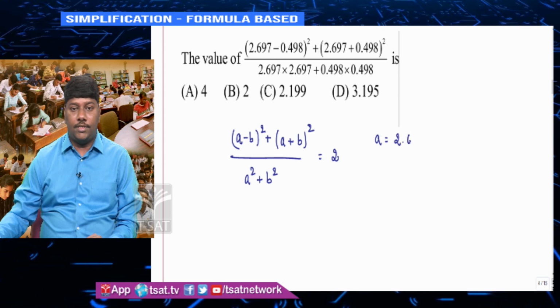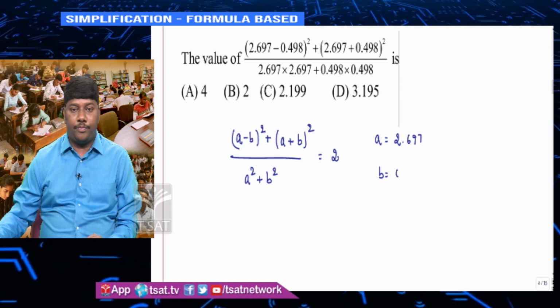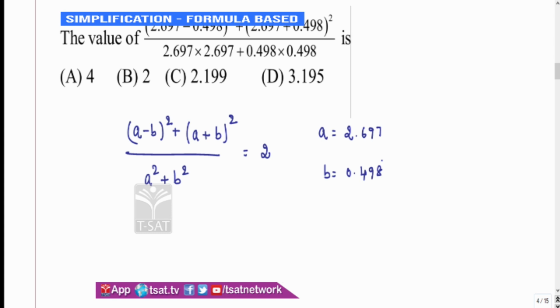2.697. Look at the decimals they have given. 498. If you do it by using a calculation, it takes a lot of time. So the idea is to apply this formula: (a minus b) whole square plus (a plus b) whole square, or else it can also ask you (a plus b) whole square plus (a minus b) whole square. Whether a minus b comes first or a plus b comes first, it's okay.